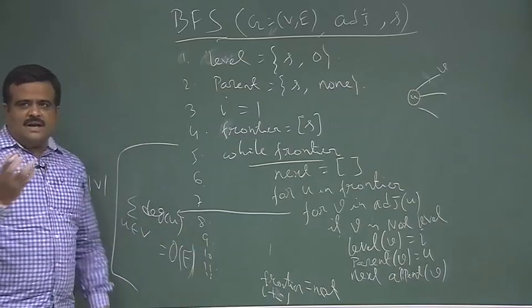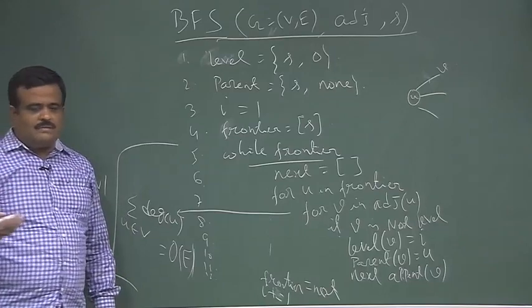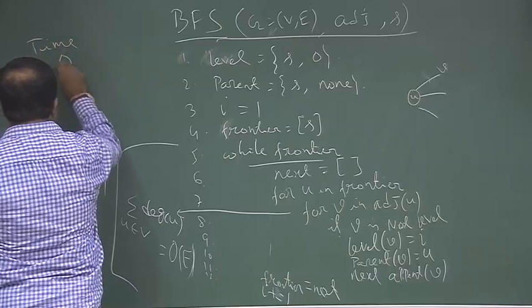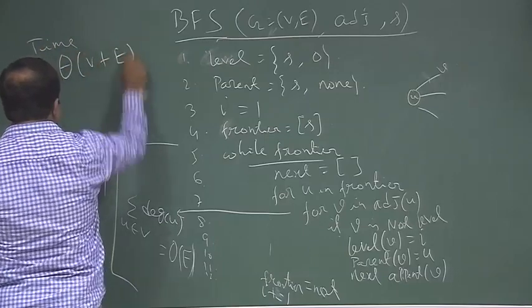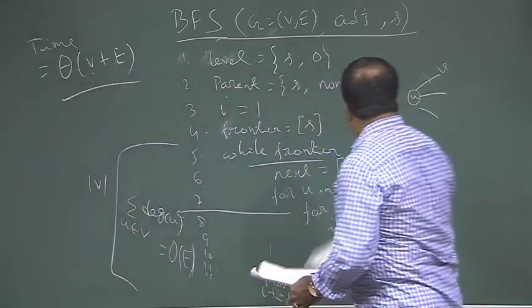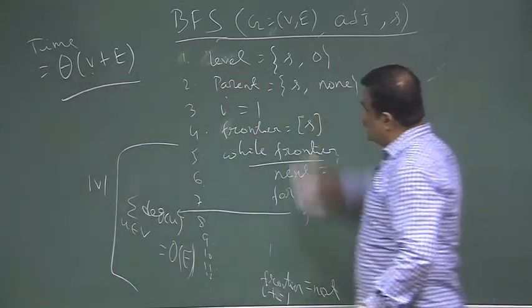We are marking all the vertices, which means we are visiting all the vertices, so the time will be order of V plus E, because we are visiting all the vertices. That is why the time will be order of V plus E. Okay. Now, let us take an example of this algorithm.